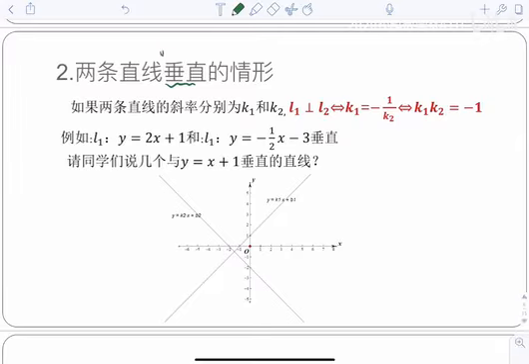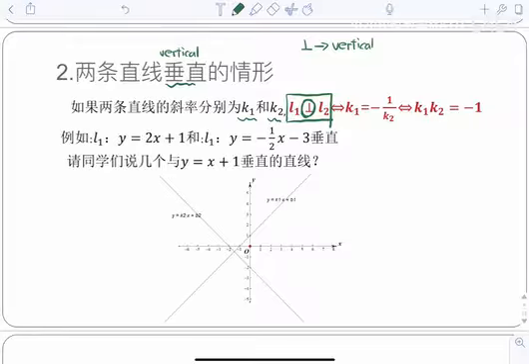垂直. Let's see the vertical. So I tell you two lines. Their slopes are k1 and k2. If L1 is vertical to L2, like this, we use this thing to shorten the vertical. So if I tell you L1 is vertical to L2, you can write down this. This is the shorthand of vertical.